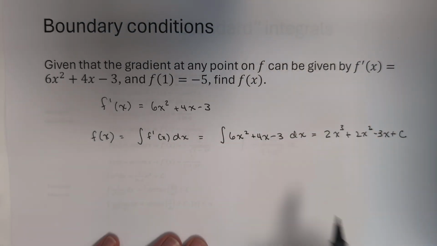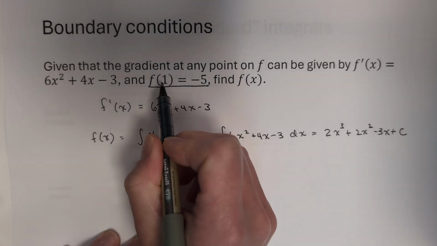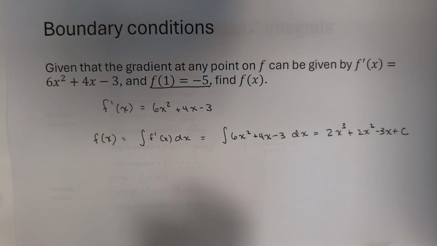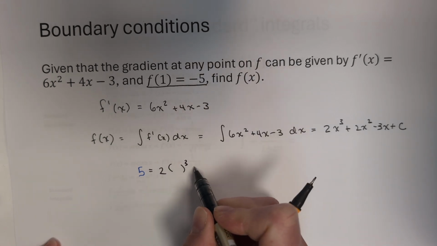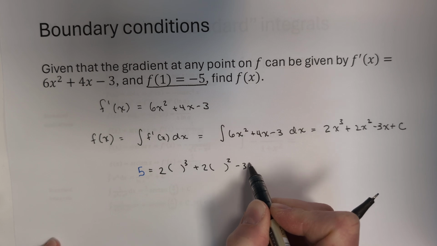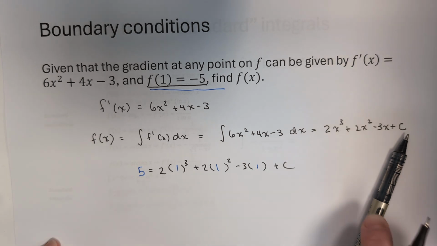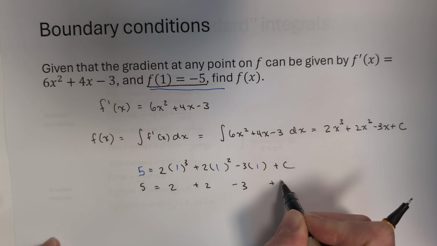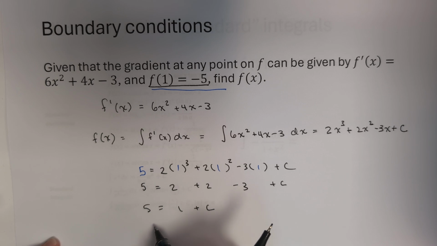So the antiderivative is 2x cubed plus 2x squared minus 3x plus c, potentially. Now, they gave us this information, that if I have x equals 1, I'll get out 5. So what you can do is use this to set up an equation and find out what c is. So I'm putting in this point that was given. And as you simplify it, 2 plus 2 minus 3, 5 is equal to 1 plus c. So c is equal to 4.